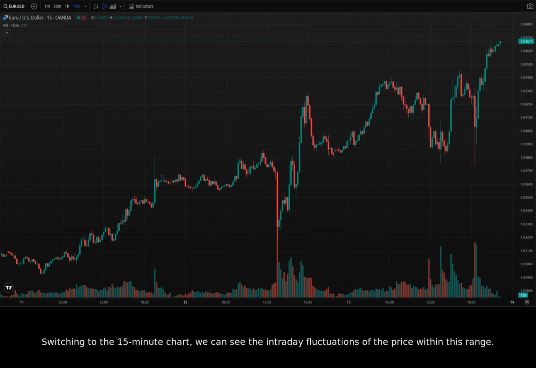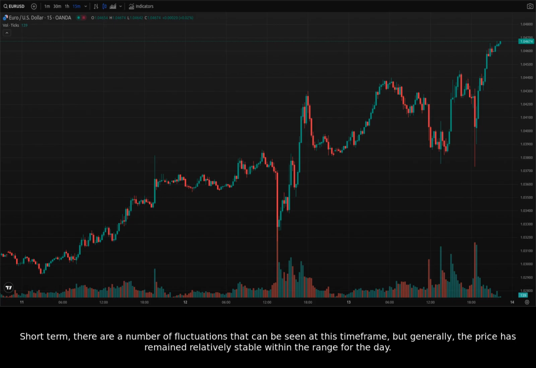Switching to the 15-minute chart, we can see the intraday fluctuations of the price within this range. Short-term, there are a number of fluctuations that can be seen at this time frame, but generally, the price has remained relatively stable within the range for the day.